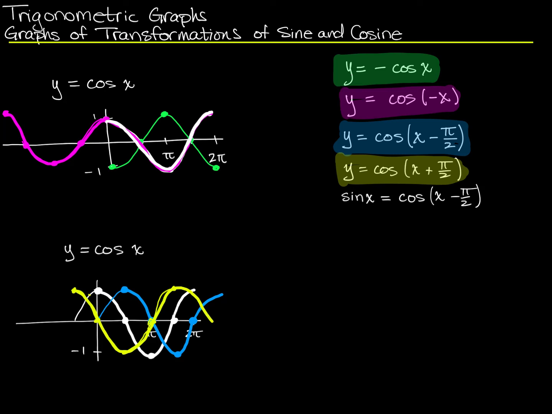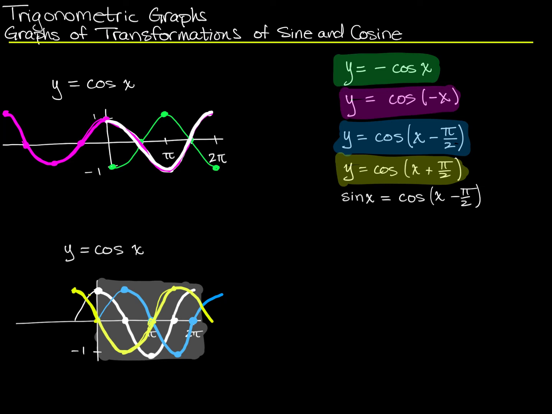I'm not making a sine graph. The only piece that I can see, I think I'll use a highlighter, the only piece that I can see that looks familiar is this piece right here, and that is a negative sine graph. The yellow graph is a sine graph that's been flipped over the x-axis.